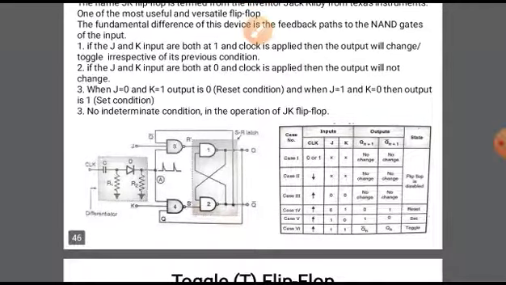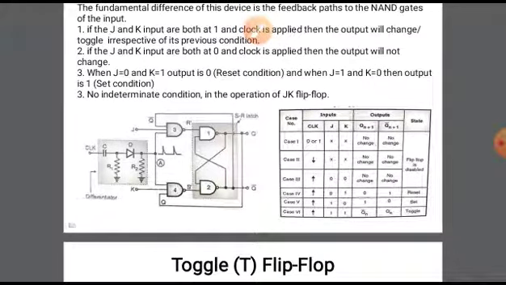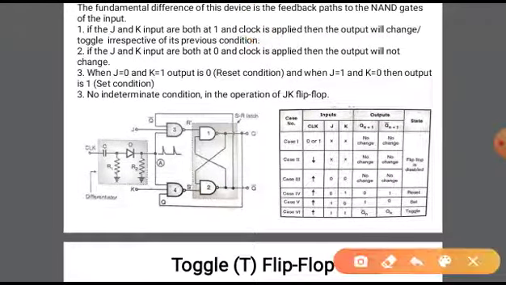So the remaining part is as it is, only one important change: we take feedback from the output to the input side, that means, in cross coupled, the Q bar is connected to the S input and Q connected to the R input. The remaining part is as it is, but when you apply the 1 1 input, at that time you will get the Qn bar output. So you focus only on the table.